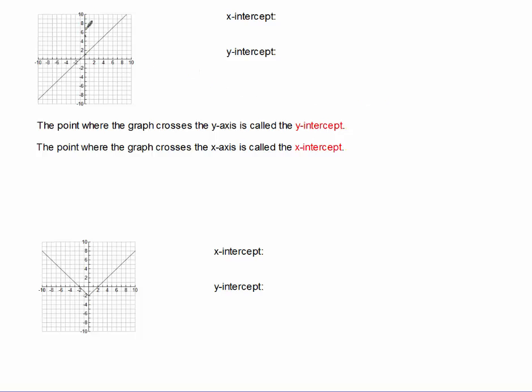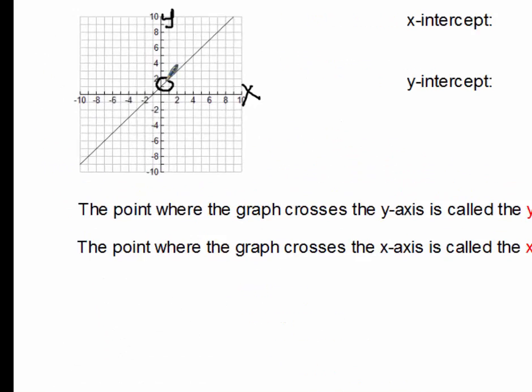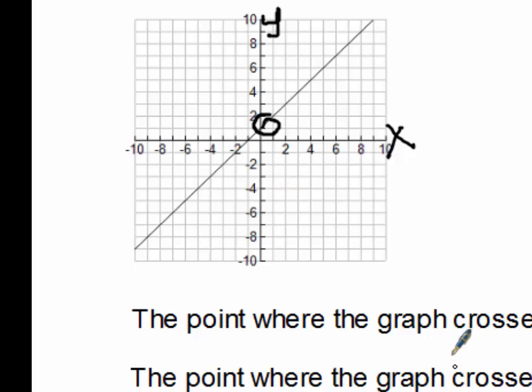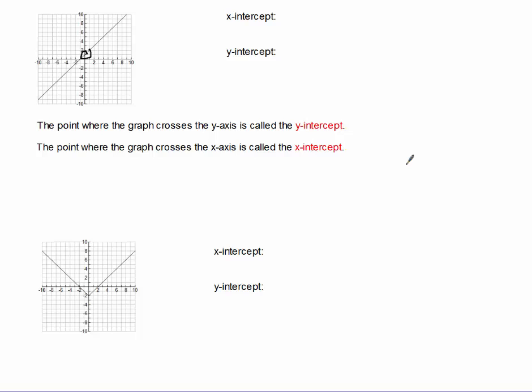If you look at this graph here, here's my y-axis and here's my x-axis, and here's my graph. Now where this graph crosses the y-axis, this point here, that's what we call the y-intercept. So where it crosses the y-axis is called the y-intercept.